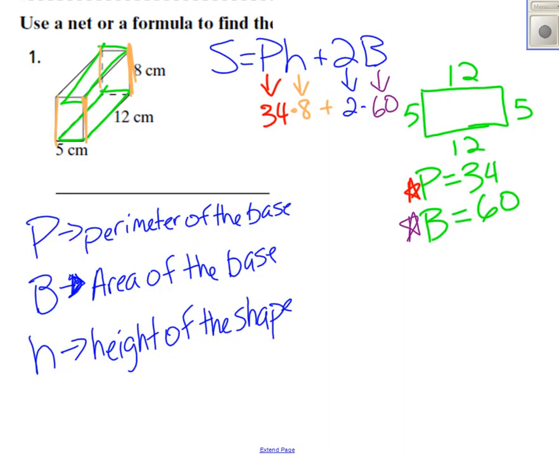Once we have that, this is just arithmetic, multiplying and adding. So it's going to be 34 times 8 plus 2 times 60. I'll do the right side for you. That's 120. I'll let you guys do the left side.